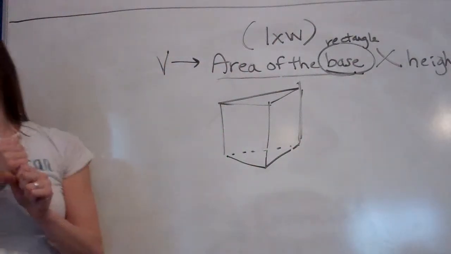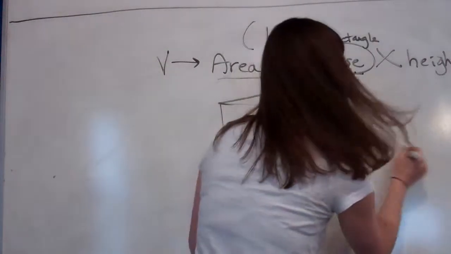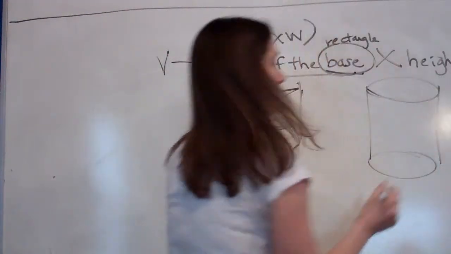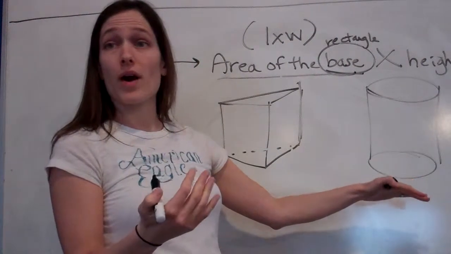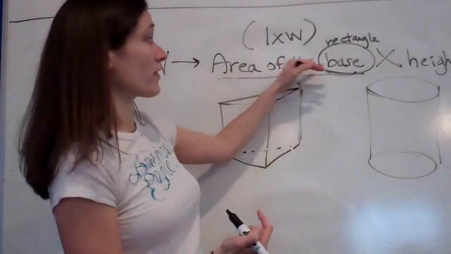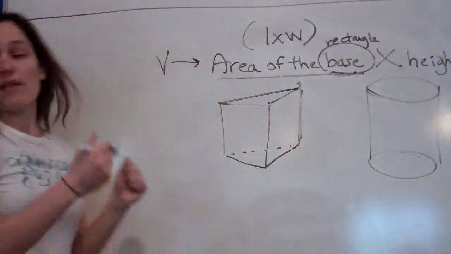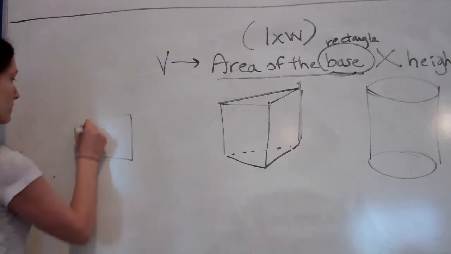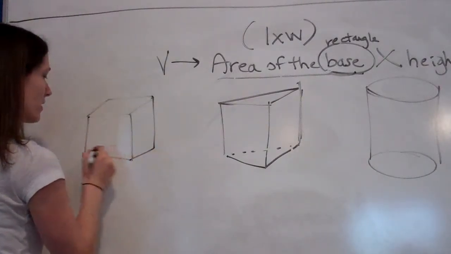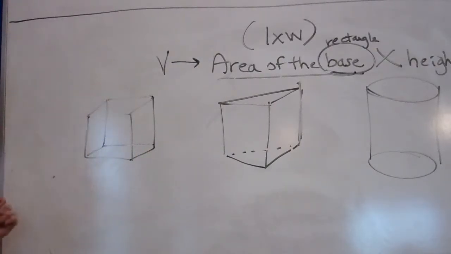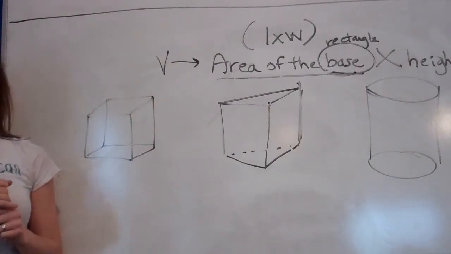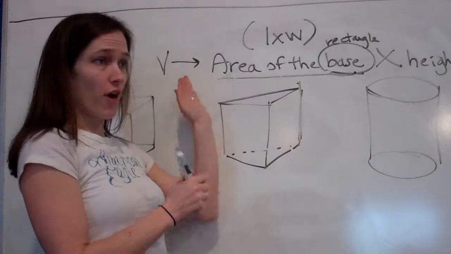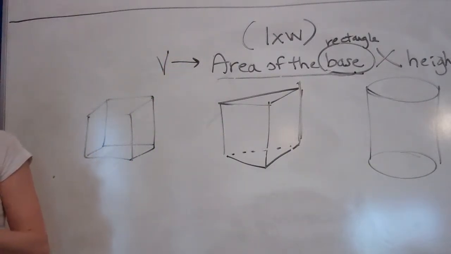All right, and then we're looking at stuff like this, the right circular cylinder. Okay, right circular cylinder. We will find the area of the base, and the base is a what? Circle. So we'll find the area of a circle times the height. Okay, and then we'll do things like this, which is kind of what we were already doing. There we go. This is a right square prism. All right, and what are we going to find? The area of the base, then times the height. Okay, so everything now, when you're looking at volume, it's area of the base times the height.